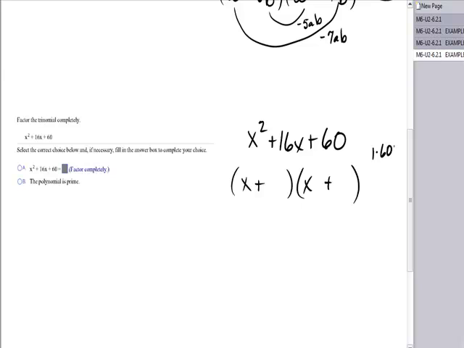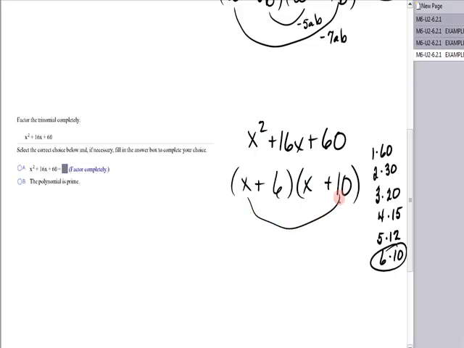I have 1 times 60 gives me 60. 2 times 30. 3 times 20. 4 times 15. 5 times 12. 6 times 10, and I think that's it. Will any of these add up to be 16? Yes, 6 and 10. Did you get it right? That gives me x squared, outer product of 10x, inner product of 6x, adds up to be 16x. 6 times 10 is 60.